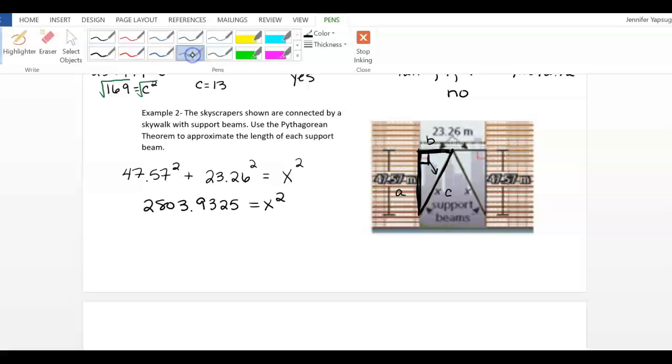And then just like in our last example, we're going to find the square root of that number so that we can find out what x is equal to. So x is going to be approximately equal to, when you find that square root, you should get 52.95 meters as our final answer. And that makes sense if you think about this side has to be longer than this length here, but not too much longer. So we can see that it's 52.95.